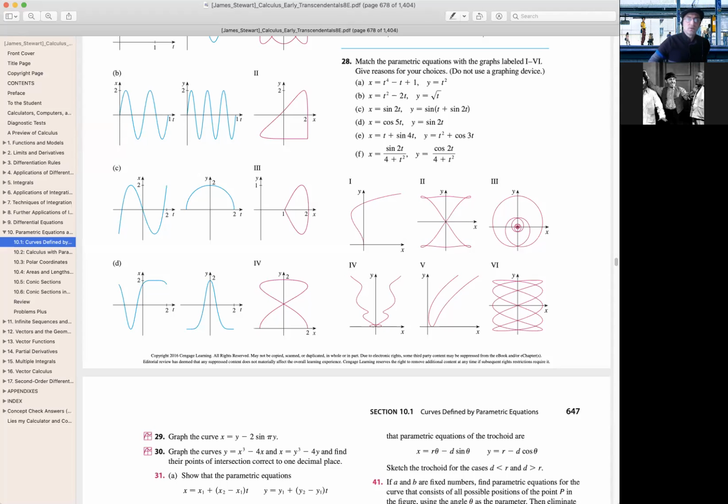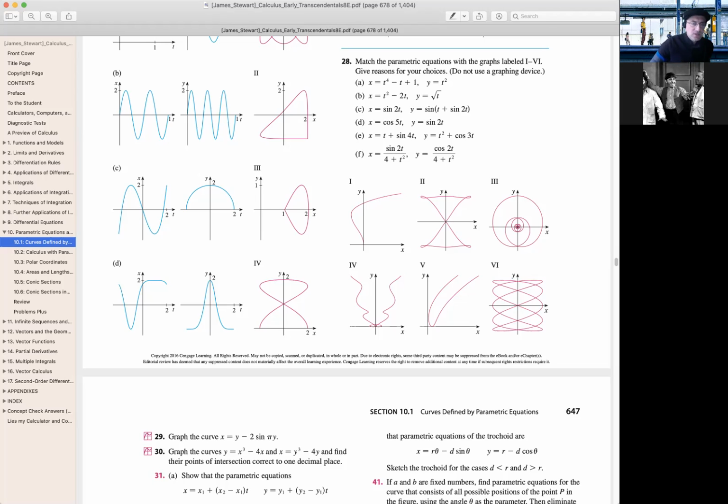Okay, so I'd like to consider problem number 28. Now, this is actually a pretty tricky problem, and it takes a while to get used to thinking in this particular way. It's a matching question. It says, match the parametric equations with the graphs labeled 1 to 6. This is actually from edition 8 of the book. I didn't pull this from edition 9 because edition 9 has parts of this problem on two separate pages. It would be hard to follow.